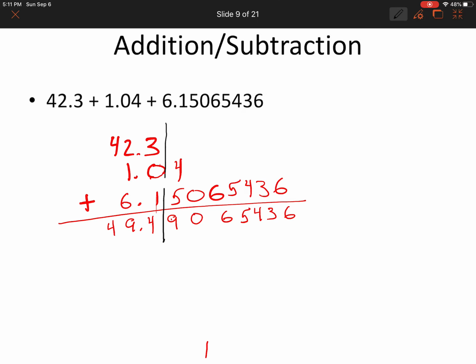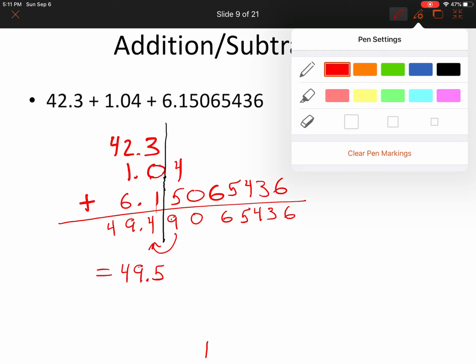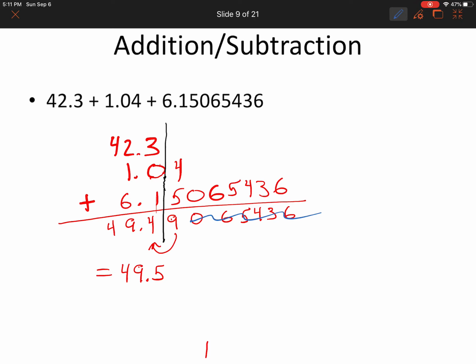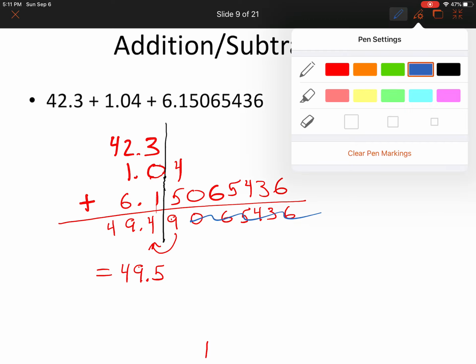Okay, so anyway, the line is drawn because at the end of 42.3, I don't have any numbers. I go one place past the decimal. 1.04 goes 2 places past the decimal, and my last number goes lots of places past the decimal. So I have to use the next digit here, this 9, to determine whether this remains 49.4 or becomes 49.5. So the 9 rounds this up, so my final answer is 49.5. Now, all of these other digits after go away. You can't trust those.